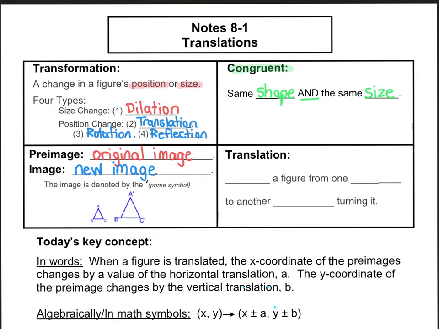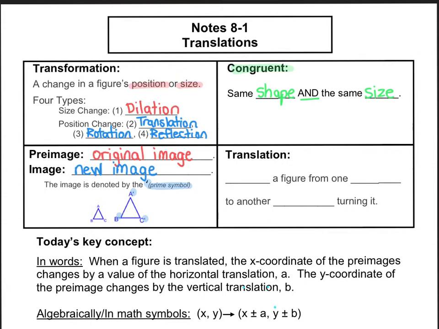If we are referring to the new one, you will see this little prime symbol. It looks kind of like a dash up there. That shows you that that is the new image. So in this particular case, you can see that it did change size. That would be an example of a dilation, and we're not talking about those today. But the prime symbol indicates the new image.